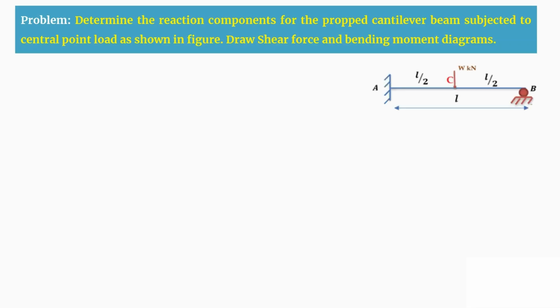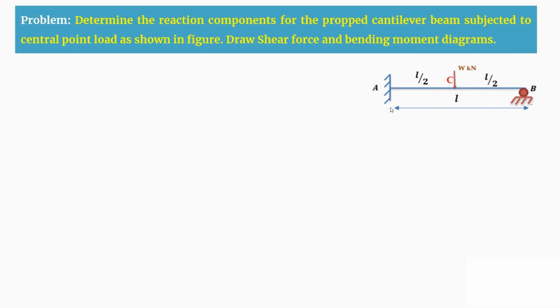So coming to the picture, here AB is a propped cantilever beam. It is subjected to a point load at the center and it has a span length L. So this load divides the AC segment and BC segment equally. First we are going to determine the reaction components for this entire propped cantilever beam. We'll check whether the static equilibrium conditions are sufficient or not.